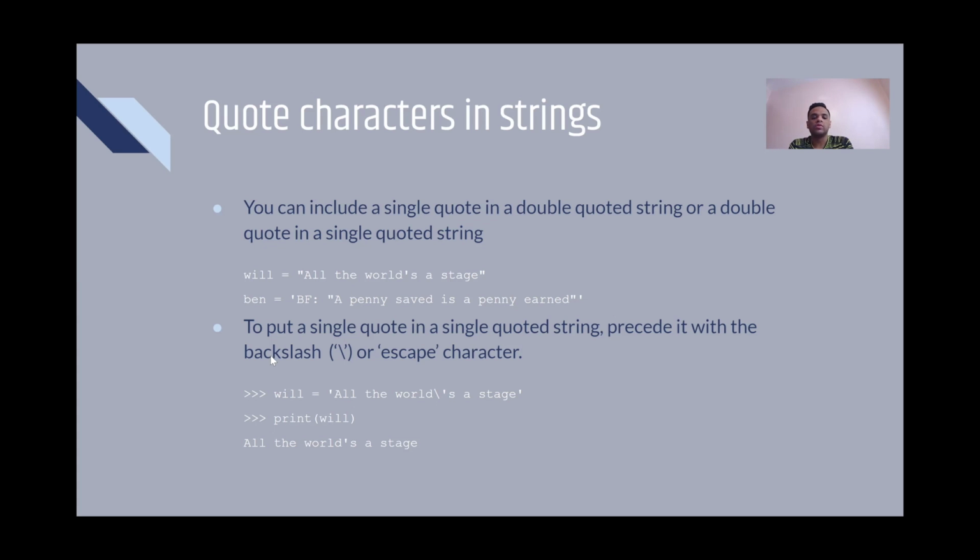Another way you could do this, if you want to print this out in a string, and this would be a good way to do it, is to put a single quote in a single quoted string and precede it with a backslash, or escape character. So right here, will is equal to the words, backslash, single quote, s a stage. And when you print will, it will actually print out like this with the backslash. It breaks right there between the d and the single quote. So when you print it in a Python editor, it will print like that.